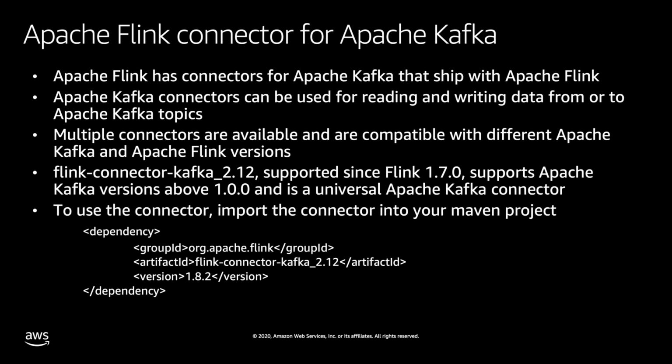producer. The universal Kafka connector that does not track a specific Kafka major version, but rather tracks the latest version of Kafka at the time of the Flink release, has been available since Flink version 1.7.0. If you use the Kafka broker version 1.0.0 or newer, you should use this Kafka connector. If you use an older version of Kafka, then you need to use the connector corresponding to the broker version. And to use the connector in your code, you have to import the connector into a Maven project as described in this slide.